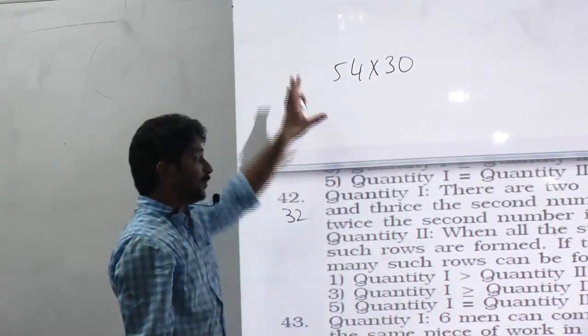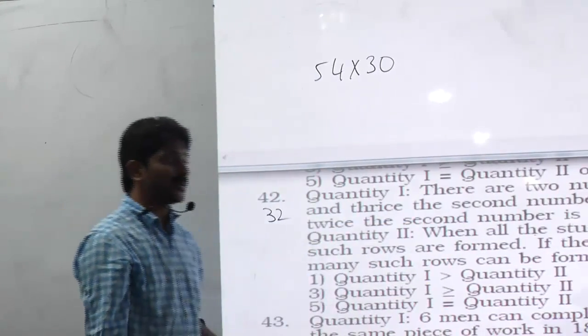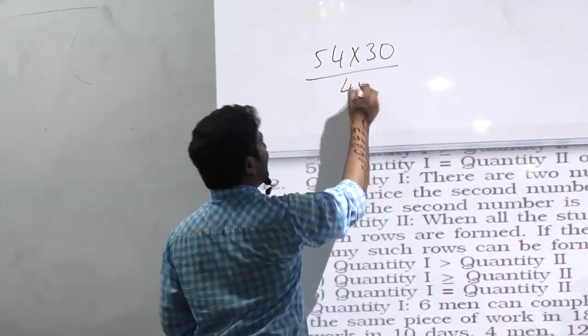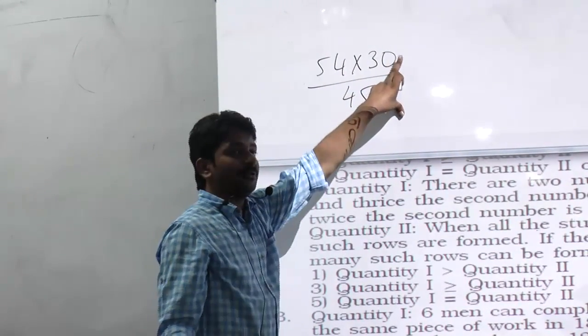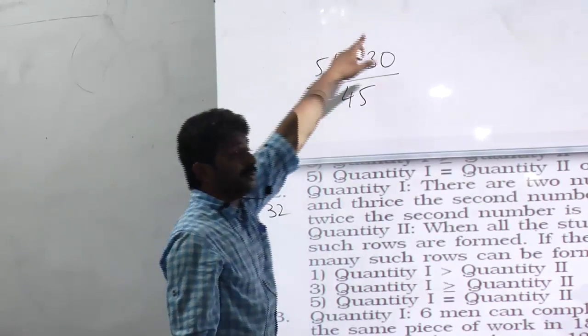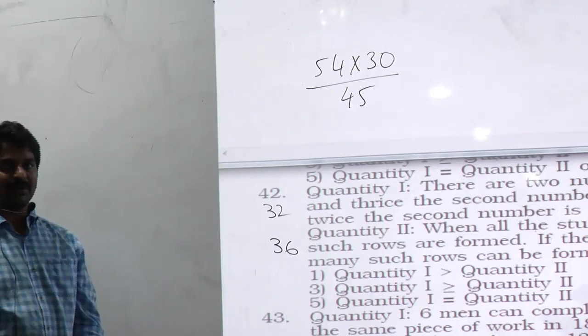Now these students were arranged in rows of 54; if the students are made to stand in rows of 45, how many rows are needed? That is, divided by 45. 15, how many times? 2 times. 15 times 3 is 45, so 3 times, 18 times. 18 times 2 is 36. Quantity 2 is 36. Quantity 2 is more than quantity 1.